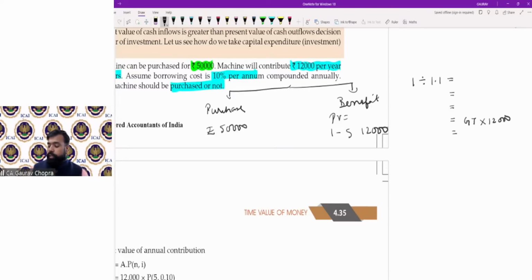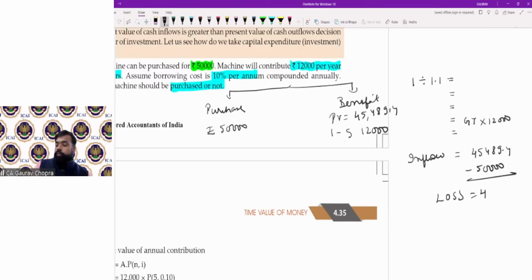How much is the benefit? So the benefit we are getting is 45,489. 45,489 का बेनिफिट है, जबकि कॉस्ट 50,000 आ रही है. So inflows is basically less, इनफ्लो कम आ रहा है और आउटफ्लोज ज्यादा है. So there is a loss. So how much is the loss? We can calculate. It is 4510.5. This is the loss.